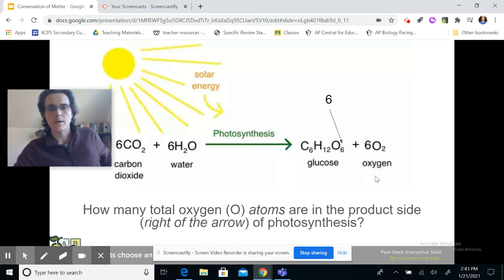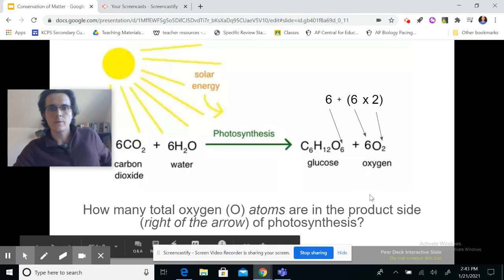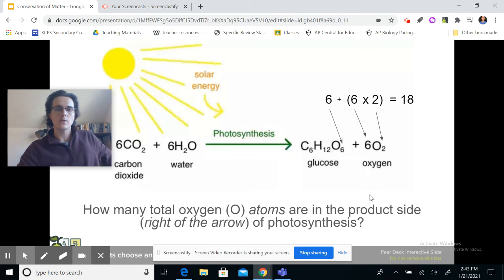How many oxygen atoms are in 6 molecules of oxygen? Well, I have 6 molecules, and in each one of those molecules there are 2 atoms of oxygen. So 6 times 2 gives me 12. 6 plus 12 is 18. So there are 18 total oxygen atoms on the product side of photosynthesis.